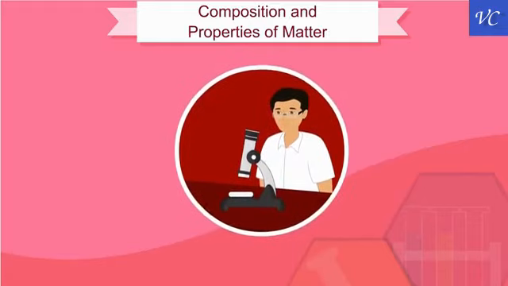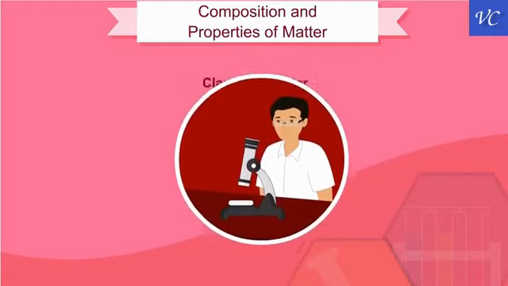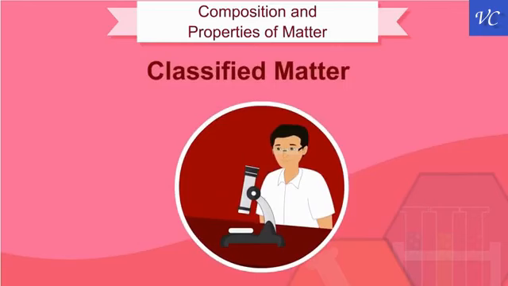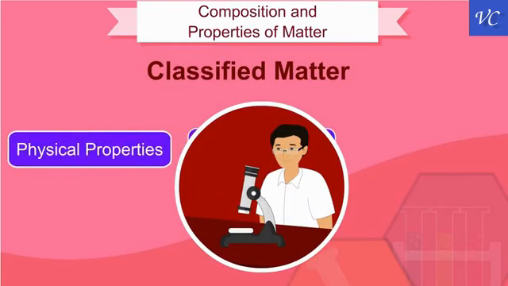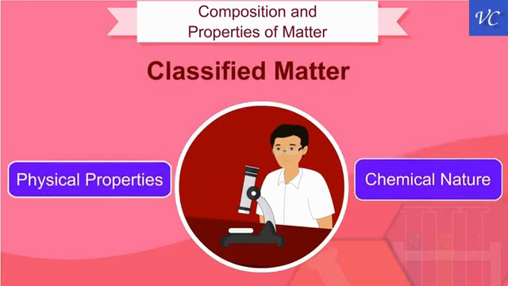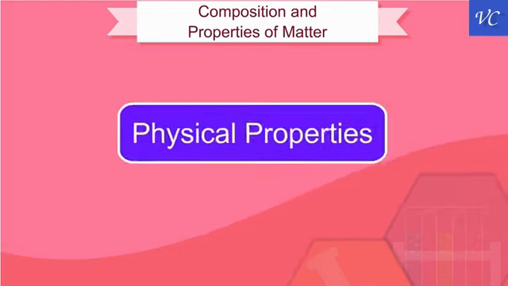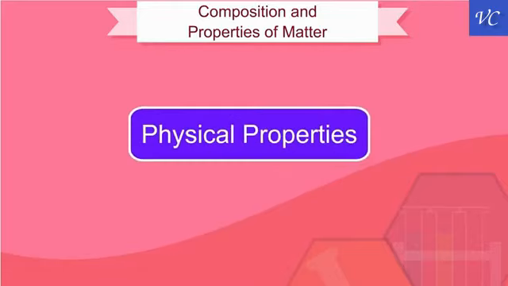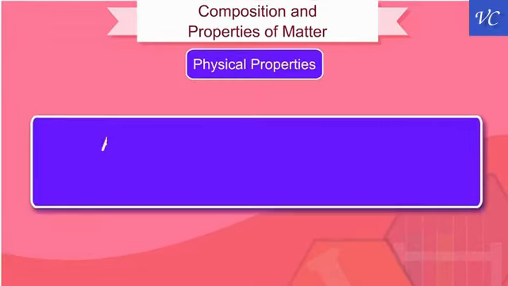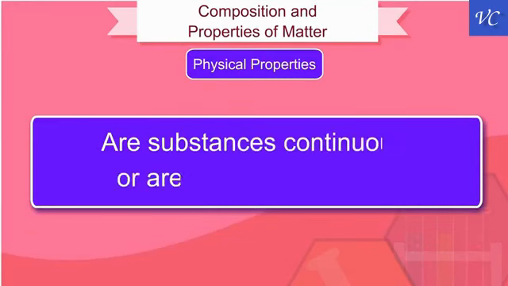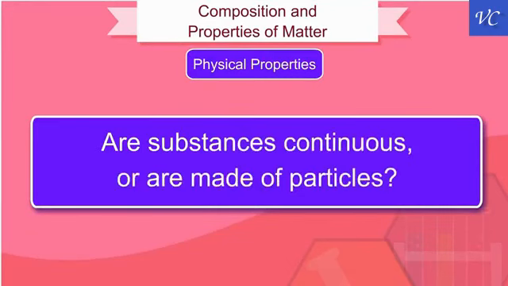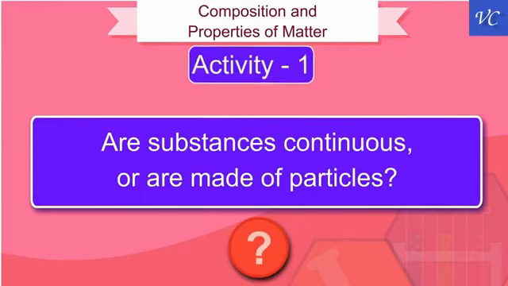Modern scientists have evolved 2 types of classification of matter based on their physical properties and chemical nature. Let us gain knowledge about matter based on physical properties in this video. Friends, are substances continuous or are they made of particles? Let's find this out by an activity.